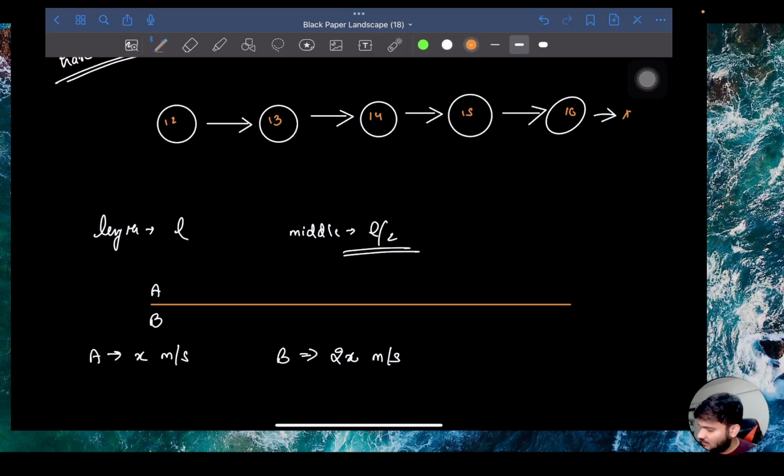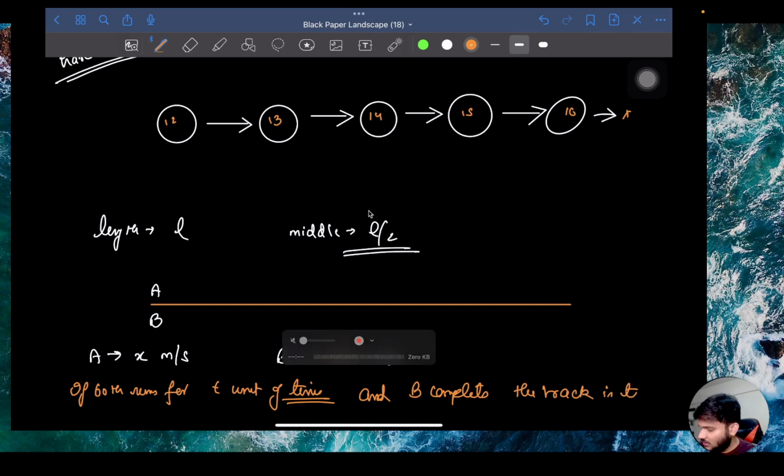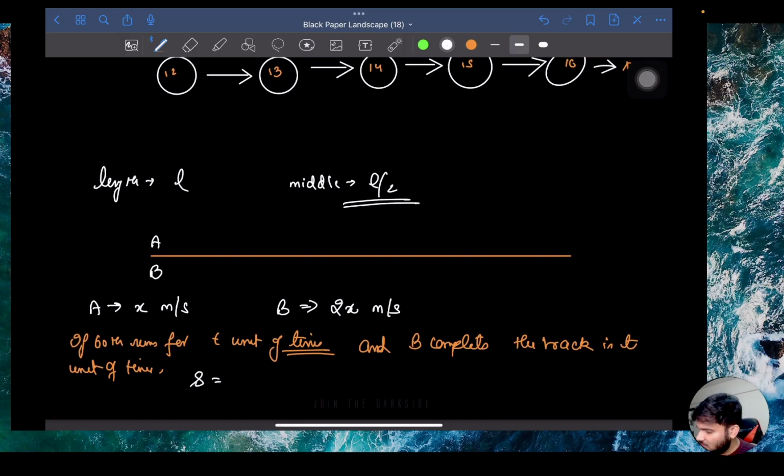Then can I say that if both run for t unit of time, and B completes the track in t unit of time, right? So B is able to complete the track in t unit of time. Then we can say that speed is equal to distance upon time, or you can say distance is equal to speed into time, right?